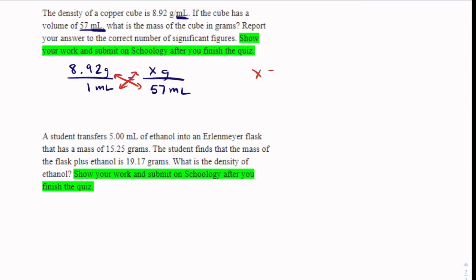I'm going to get X equals 8.92 times 57. And when I plug that in, I get X equals 508.44 grams. But with sig figs, this guy has 2, this guy has 3, and so we'll want 2. So this should be 510 grams.